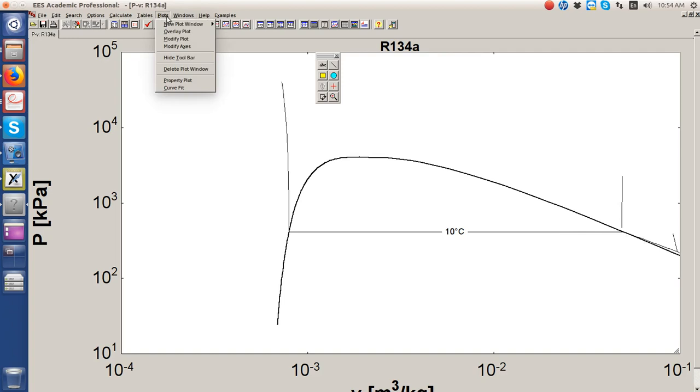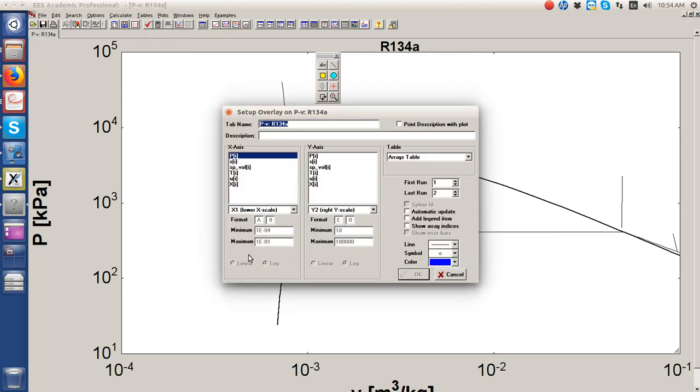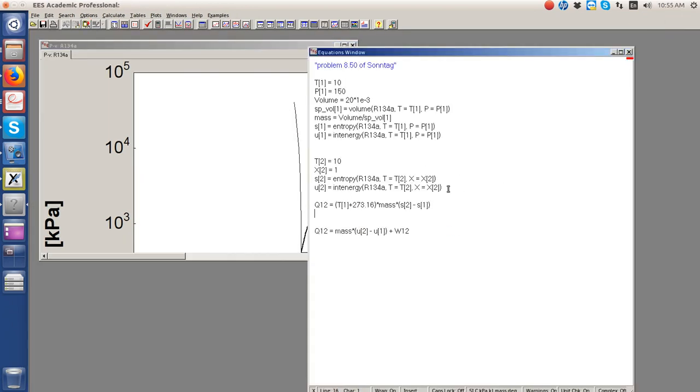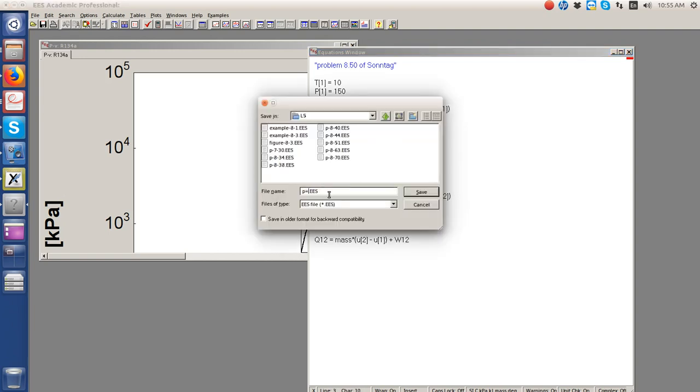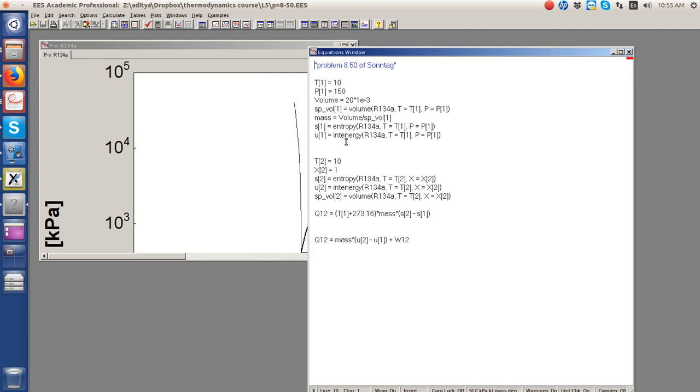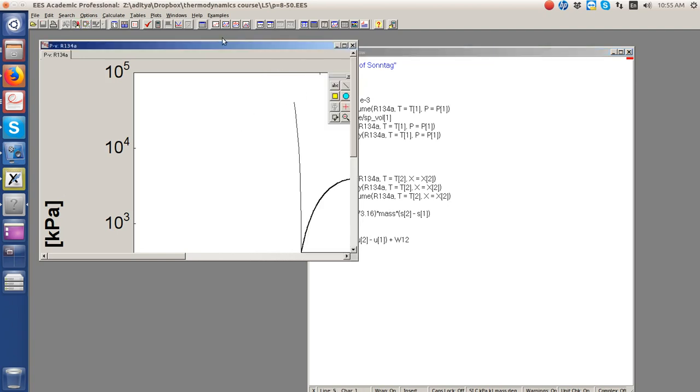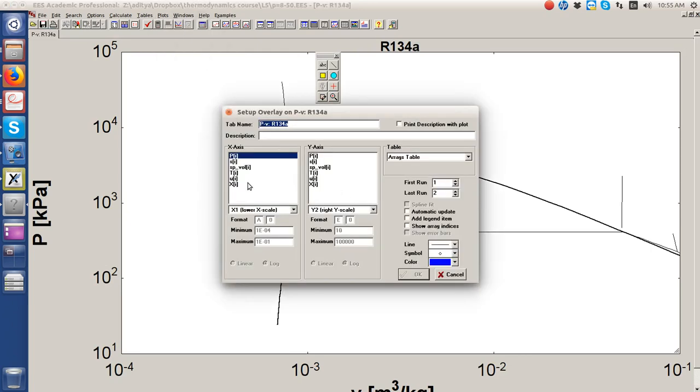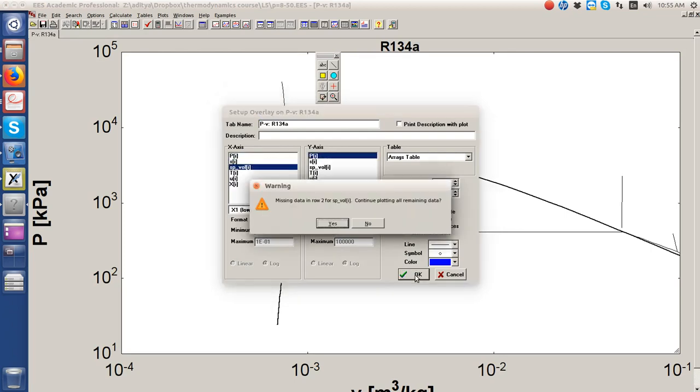So let's go to plot, overlay plot. So P versus V. We don't have the specific quantity, so we have the volume at this state, we don't have the volume at this state. So let us just, for the sake of plotting, find out the specific volume at point 2. So we go to plots, overlay, on the x-axis we have the specific volume and on the y-axis we have the pressure.